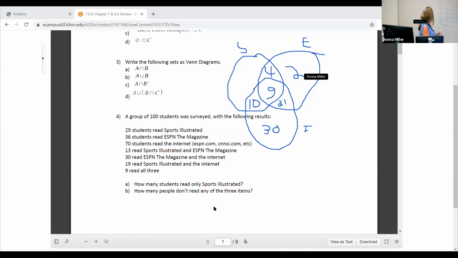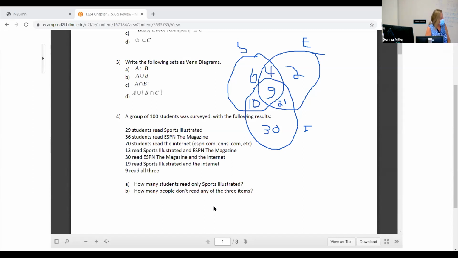Right? And then Sports Illustrated is 29. So if I add those up, let's see, Sports Illustrated is the S circle, 19 and 4, 23. I need 29, so that's going to be a 6 right here. 19, 23. I need a 6 here, right? And it's 29. I have one more number I got to take care of.